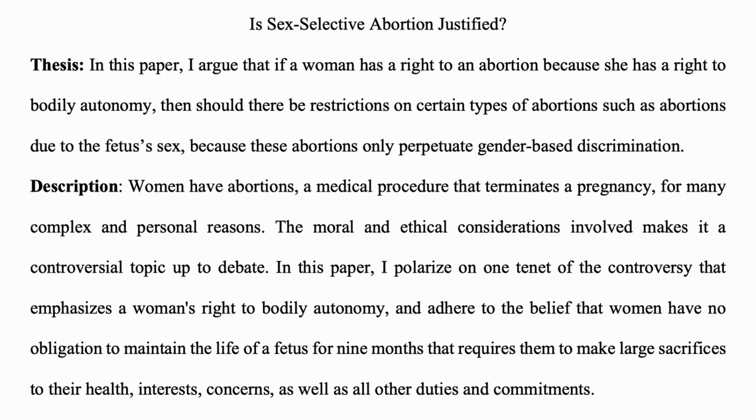So here's the thesis. In this paper, I argue that if a woman has a right to an abortion because she has a right to bodily autonomy, then should there be restrictions on certain types of abortions, such as abortions due to the fetus's sex, because these abortions only perpetuate gender-based discrimination. So the student is kind of setting up this as a question. This is a case, actually, where just a little bit of editing would have clarified what's going on.